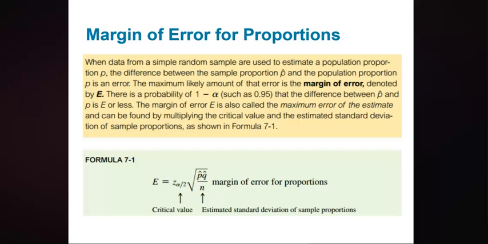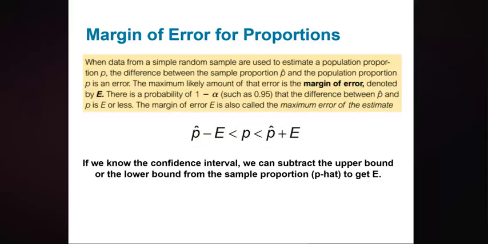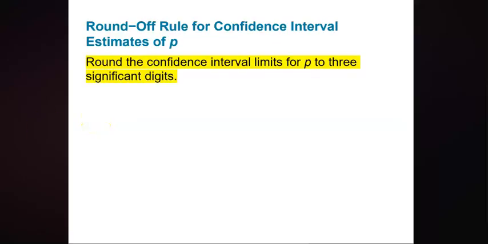The next piece is that there is a margin of error for proportions. And a really good way to actually calculate that is if we know the confidence interval, we can subtract the upper bound or the lower bound from p-hat to get the error. So I'll show you an example of that. That's just really helpful, to use the confidence interval and the p-hat to get your error. If you want to know how to round, which is really important, you can get little glitches and errors. We're going to do 3 significant digits.